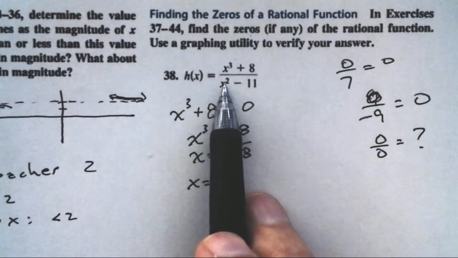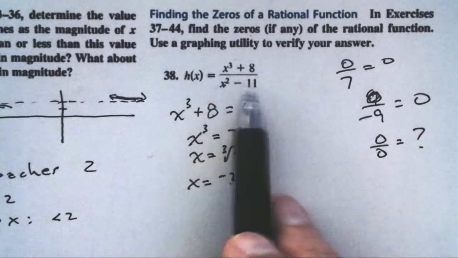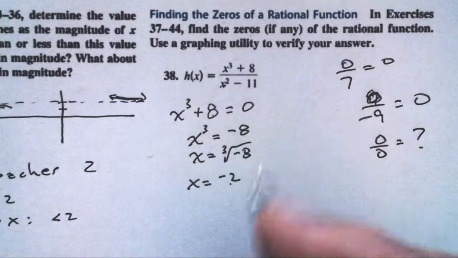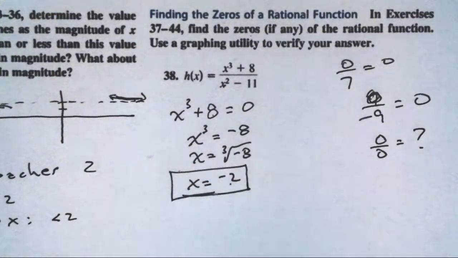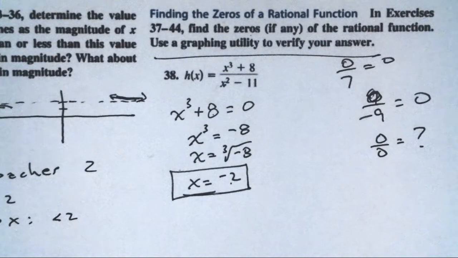Does -2 make the denominator 0? No. Therefore, the zero of the rational function is there, our only zero. And again, I would encourage you, until you're really comfortable with the algebra, to check your work.